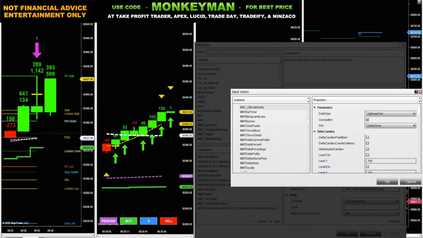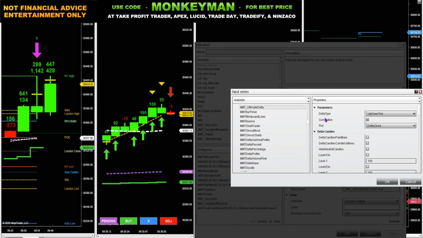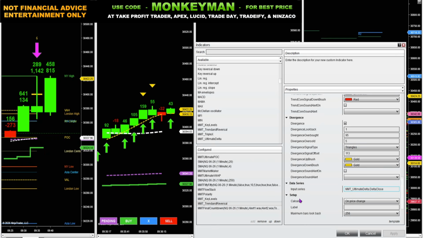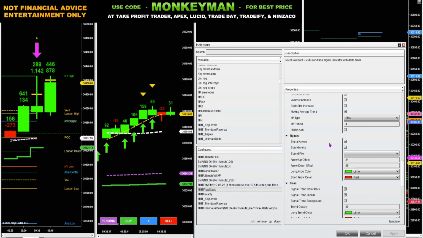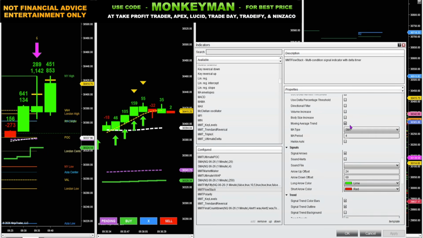You can see we just got a nice cumulative delta divergence signal down here on the 44 range. Flow stack went bullish, got these green arrows. I could have had a pending buy order in once I saw this divergence, and blam, just took off. So the input series for the trend and reversal is the MMT Ultimate Delta in cumulative mode. I've got that checked on, and the plot is the delta close. And those are the same settings that are on the 44 range chart. And then for the flow stack, I've just turned on the signal arrows. Everything else is the same.